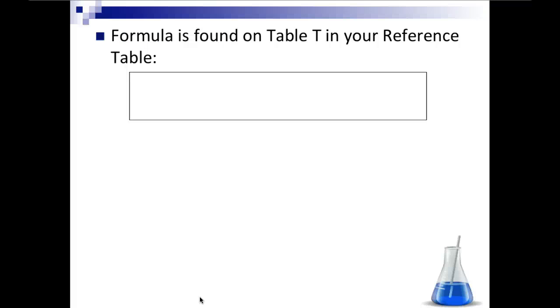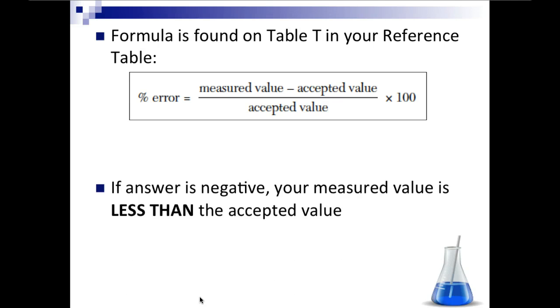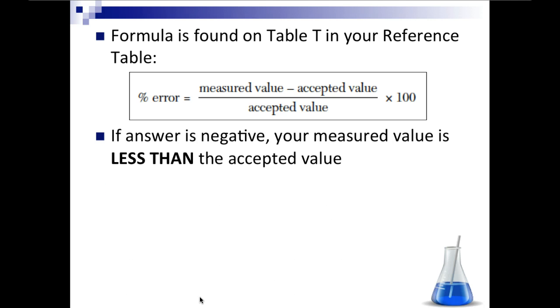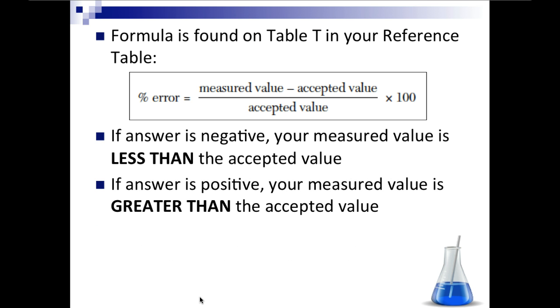So what is the formula in Table T in your reference table? Okay. The formula is percent error equals your measured value minus your accepted value, over your accepted value, multiplied by 100. Now, if your answer is negative, that means that you measured an answer that was less than the accepted value. If your answer is positive, then that means that your measured value is greater than your accepted value.